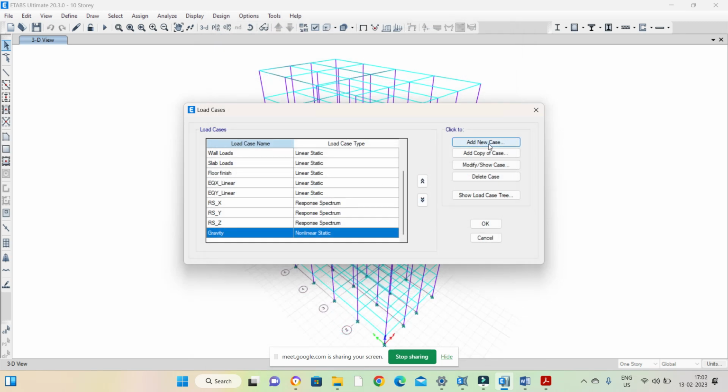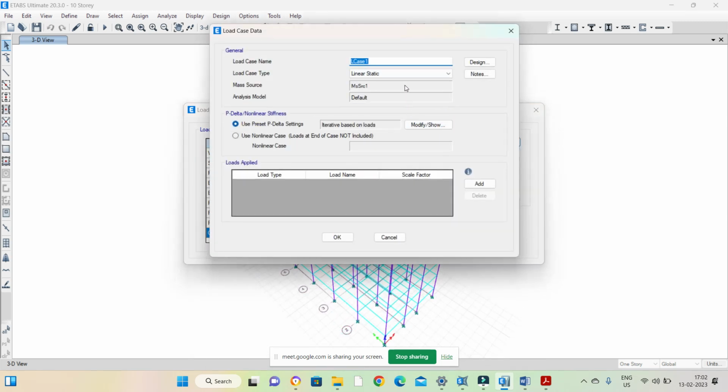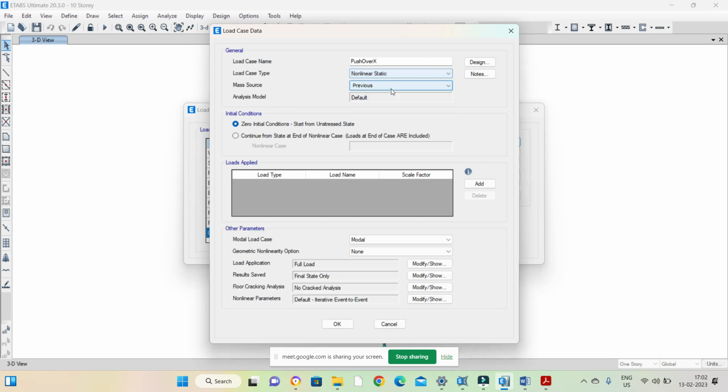Then the next step, you have to create a pushover load case for each of the directions. First I will create pushover for the x direction, pushover x, it will be nonlinear static.